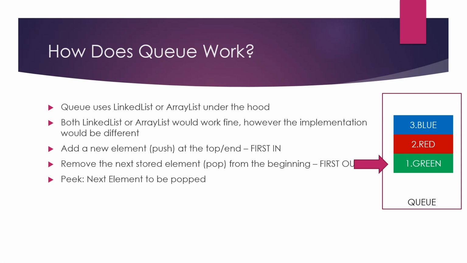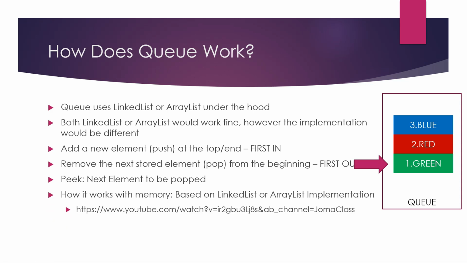In order to understand how it works with memory, we need to have an understanding of linked list or array list implementation. I highly recommend this video, from the Joe McClass YouTube channel, where he explains the difference between array list and linked list in a very amazing animation. I highly recommend it. And that's basically how it works in memory. That's based on the implementation of the low level internal queue. Whatever you're using implicitly internally in that queue, that's how the memory is being used. So it is either linked list or array list, and this YouTube video explains it.